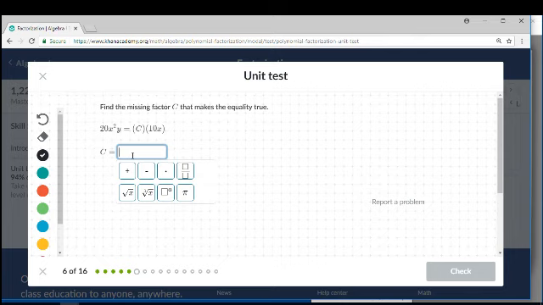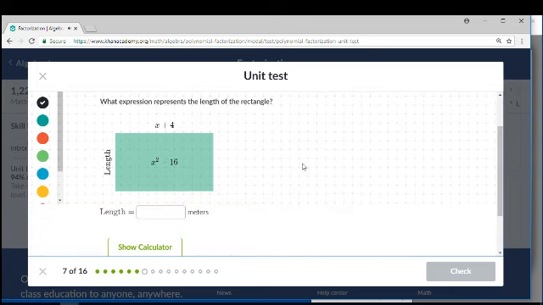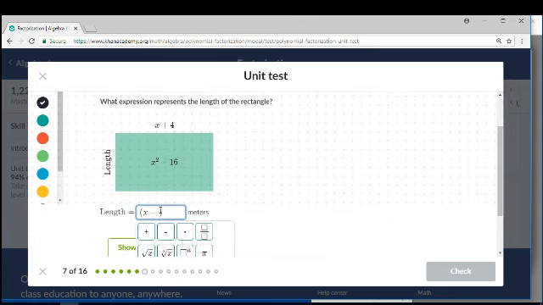20x squared y is equal to c times 10x. So 10x times what makes this 20x squared y? So c is equal to 2x times x is x squared, xy. x plus 4, x minus 4 makes x squared minus 16.